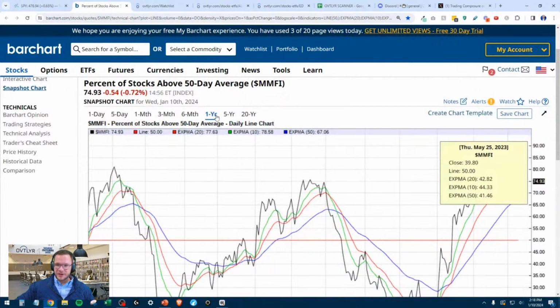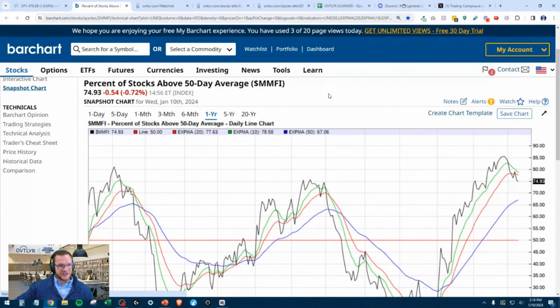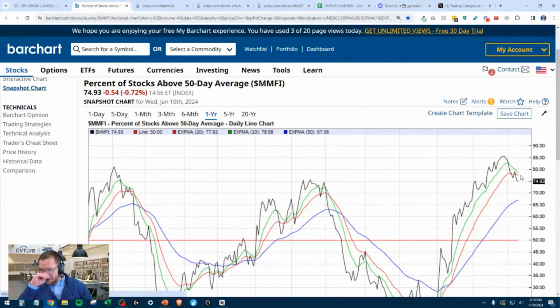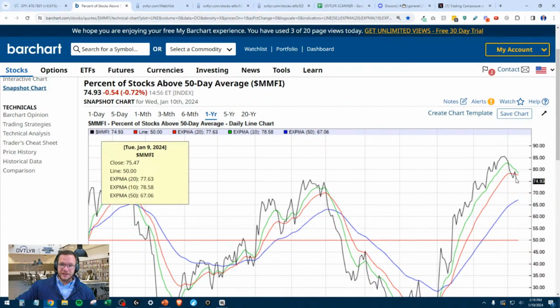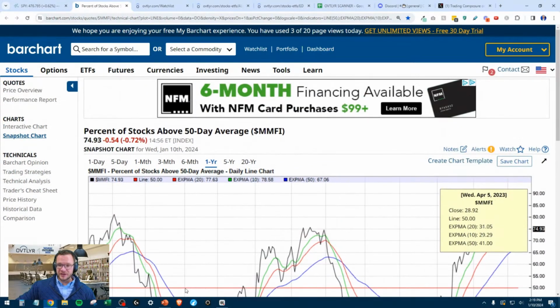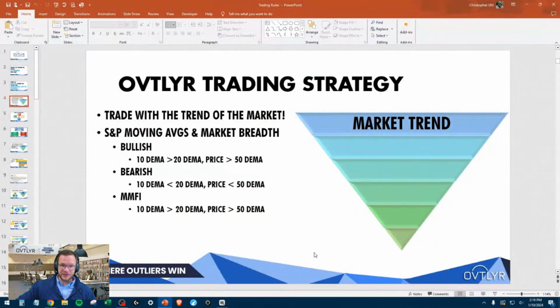Next, this is the MMFI. This is the percent of stocks inside the S&P 500 that are above their own 50-day moving average. As you can see here, the 10 is over the 20, price is over the 50, but this is coming down hard and fast. I would imagine that by tomorrow, this crosses down on the 10 and 20. When that happens, I stop trading. That means the market breadth has run out, and the number of stocks that are advancing is now in decline. So I would be looking to sit on the sidelines until that resolves itself. Today is probably going to be our last offensive day for a little bit.